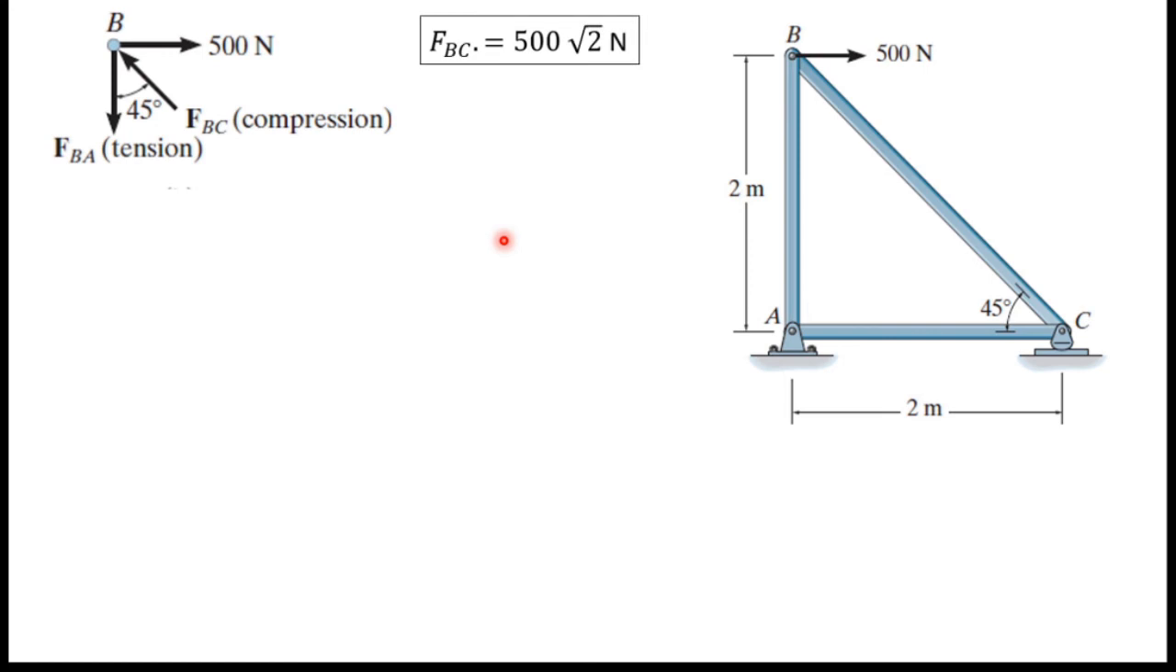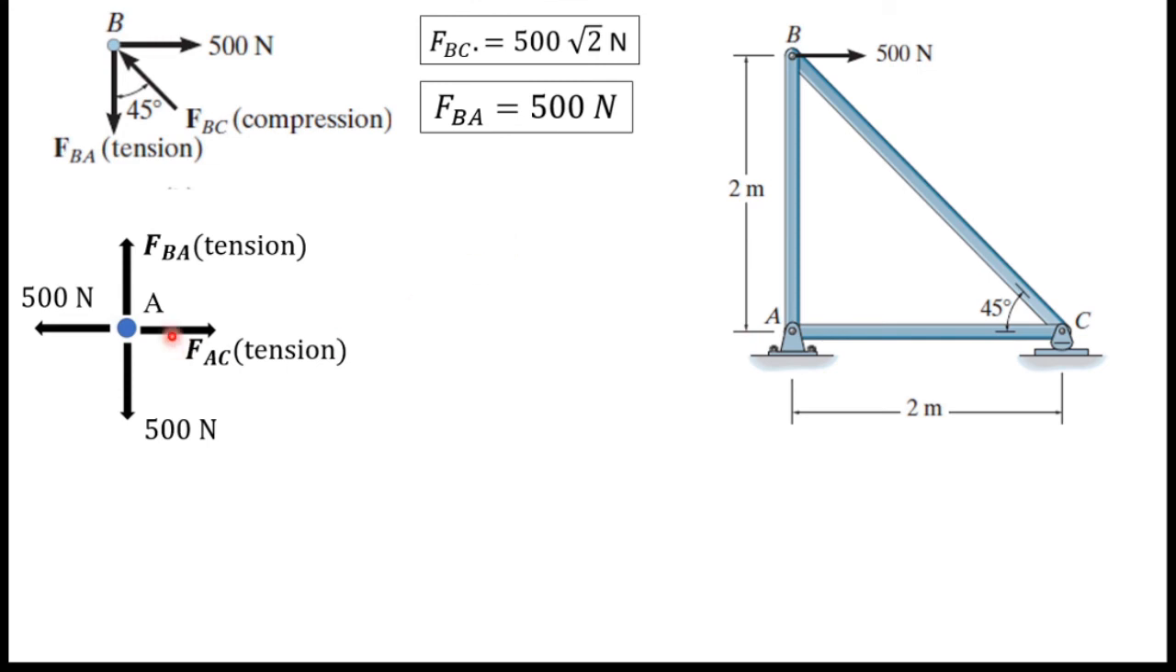FBC I found before as 500 square root 2 and FBA as 500 Newton. Now I will consider joint A, this joint. Now I know this FBA force, and also these are the support reactions of this joint. The only thing I don't know is FAC. I already know its direction, so it's tension. If I consider horizontal forces, it is obvious that FAC is equal to 500 Newton.